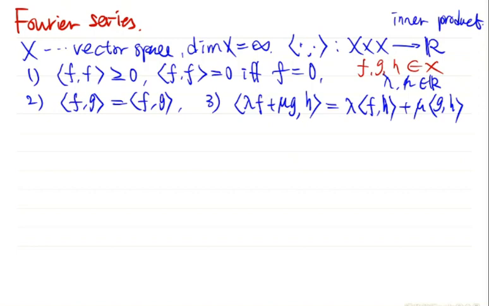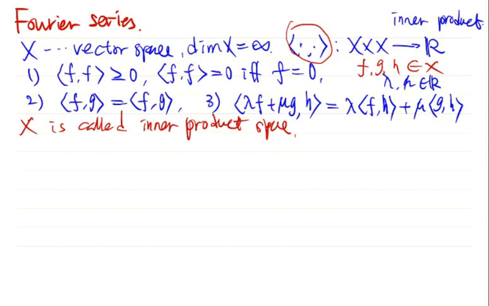So if in an infinite dimensional vector space you equip a function having these three properties, then this function is called an inner product on the space X. And equipped with the inner product, this X is called an inner product space. This is very similar to our Euclidean space, but Euclidean space is finite dimensional. Here we are only interested in infinite dimensional spaces because our space will be a function space, which is always infinite dimensional.